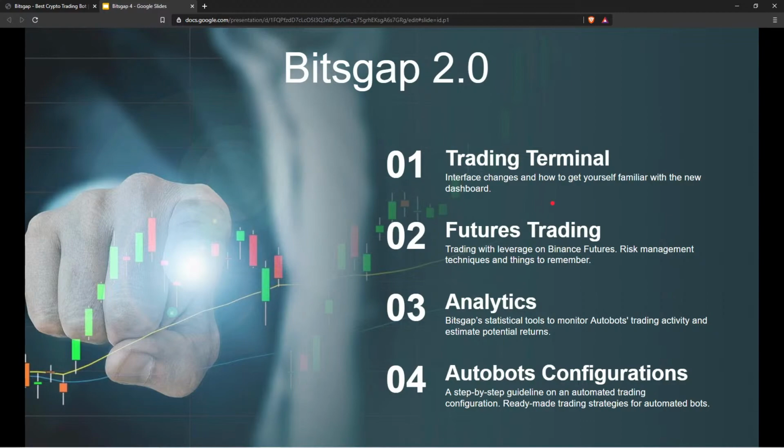So the analytics, we've added some improvements into the statistical interface. Regarding your automated bots, you now have better access to even greater metrics that provide you with more insights regarding your performance, as well as metrics that can be used to project future returns.